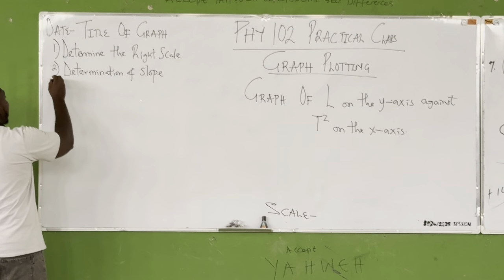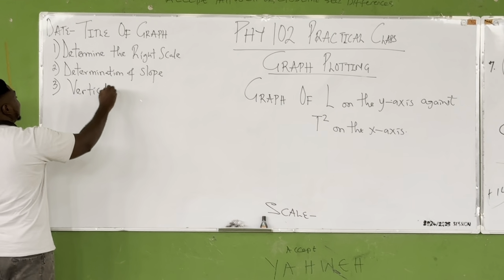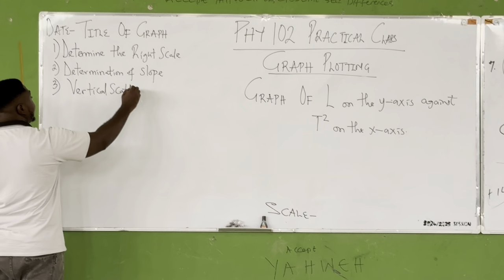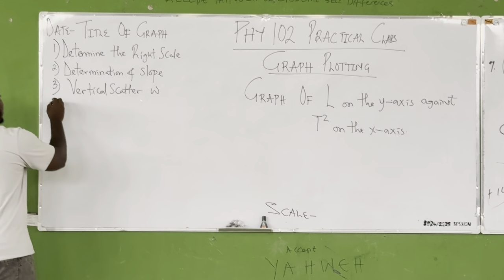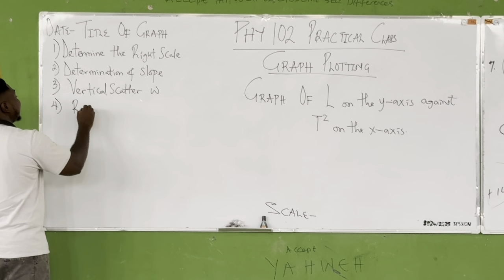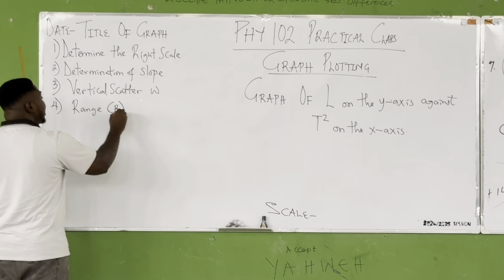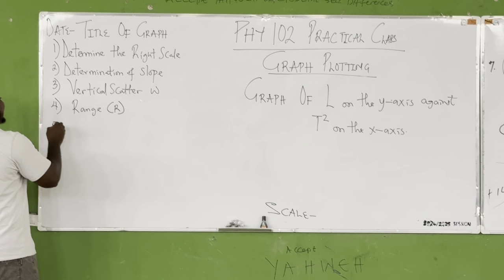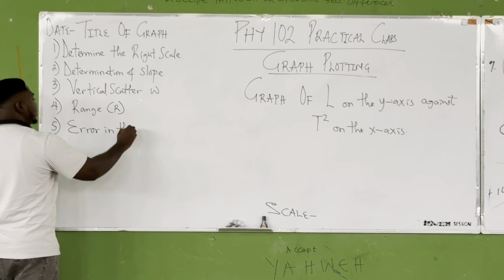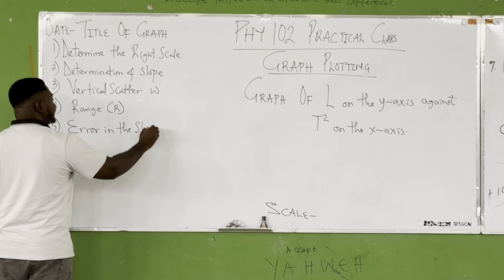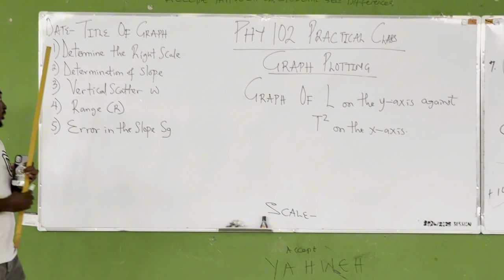We'll also be looking at the vertical scatter. The vertical scatter is called W. Number 4, we have the range. You can be asked to calculate the range of your graph. The range is R. Number 5 is the error in the slope, S.